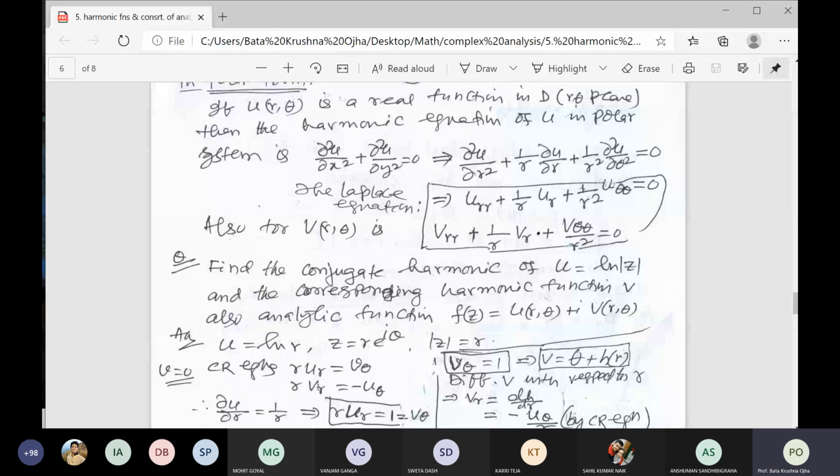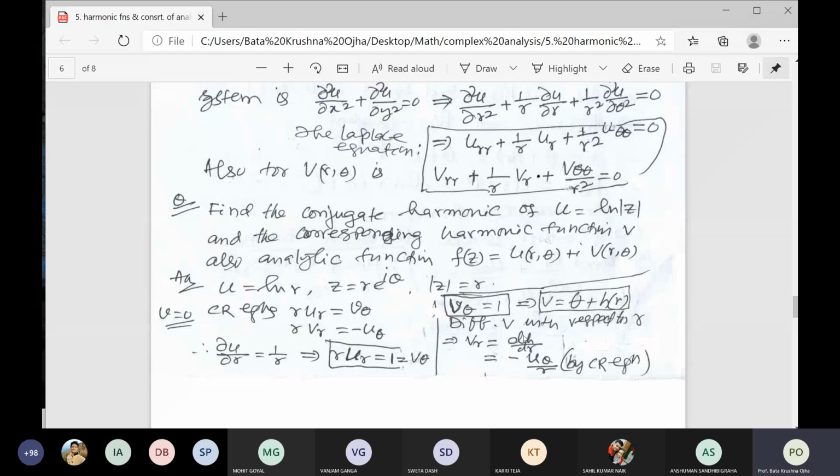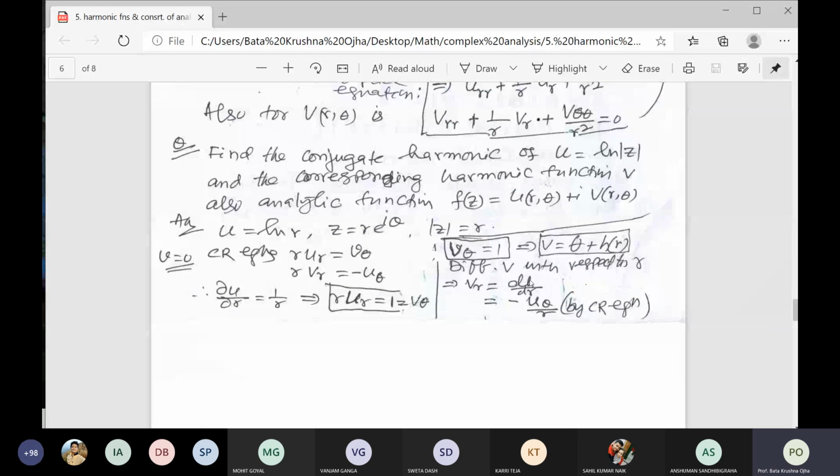If a question is in polar form, you remember your Cauchy-Riemann equations in polar form and the Laplace equation in polar form. So find the conjugate harmonic of u equal to ln r, that is ln mod z, and the corresponding harmonic function v, and also the analytic function f(z).